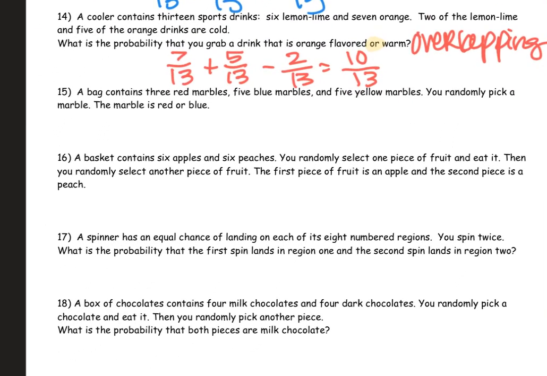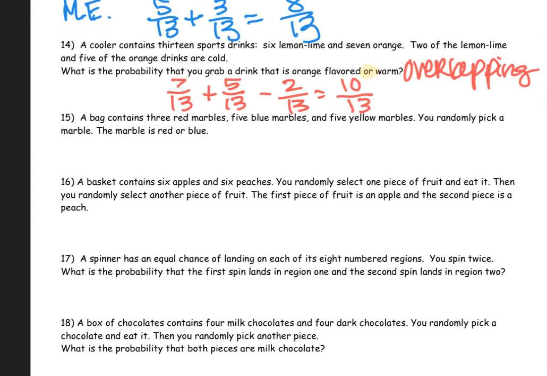All right, number 15. A bag contains 3 red marbles. 5 marbles are blue, 5 are yellow. We randomly pick a marble. The marble is red or blue. Okay, keyword here is or. Or is mutually exclusive or overlapping. This one is going to be mutually exclusive because you cannot have a red and a blue marble come out. All right. So the probability that you pick a red marble is 3 out of 13. Probability that you pick a blue is 5 out of 13. And your probability is 8 over 13.